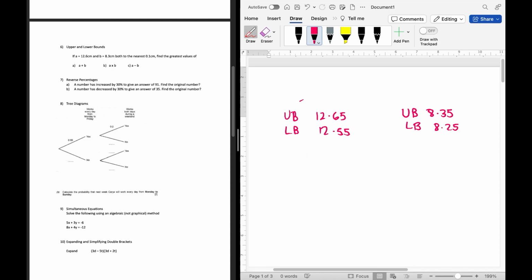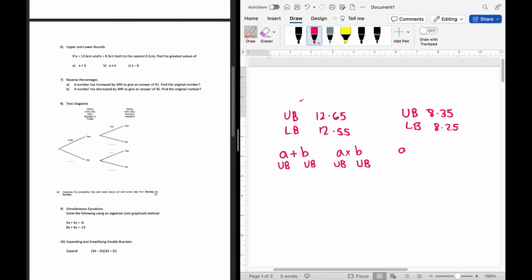So what we're going to do here is 3 calculations. We want the greatest value of all these calculations. So A plus B, if I want the biggest value of A plus B, then I'd want the upper bound of A and the upper bound of B. A times B, same thing. I would want the upper bound of A times the upper bound of B.